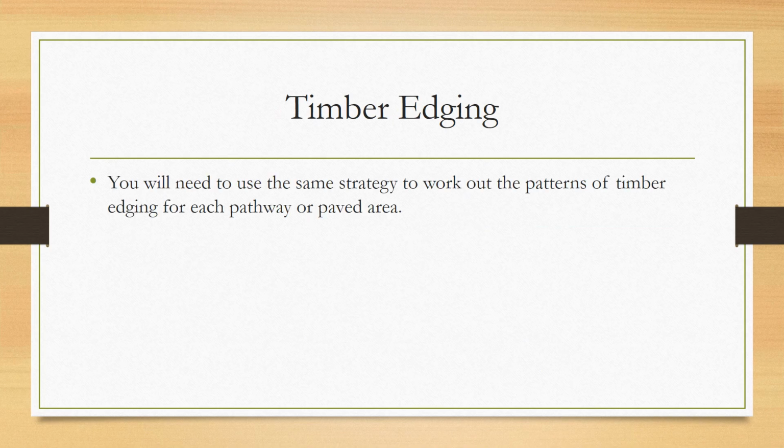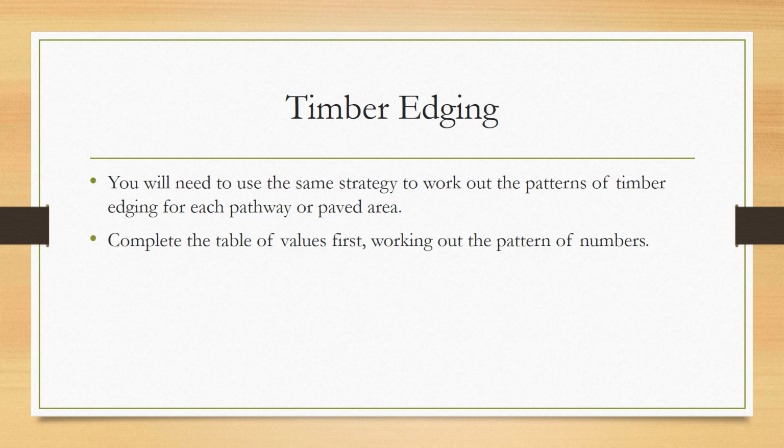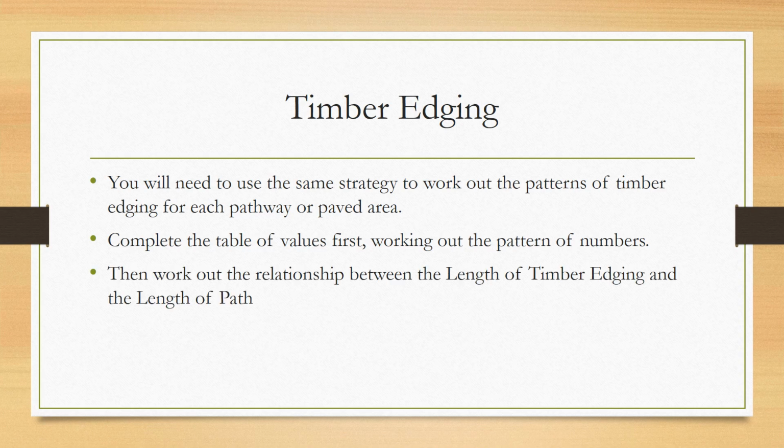The other thing you'll need to work out is the length of timber edging. You can do this in a similar way to what we've done with our pavers for each pathway. So you need to complete the table of values first, working out the pattern of numbers, and then work out the relationship between the length of the timber edging and the length of the path.